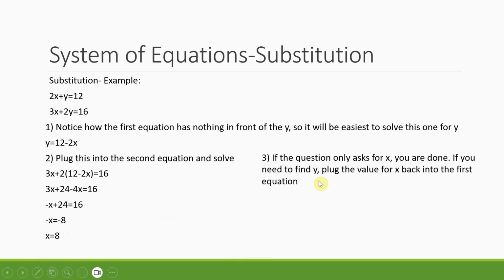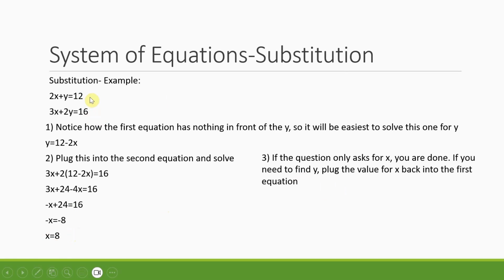But if they're asking for y, or sometimes the ACT will do a weird thing like, well then, here's my system of equations, so then what would x plus y be? In which case, you just have to solve for x and y, and then you can add them together. So if that's the case, we've got x, we need to solve for y.